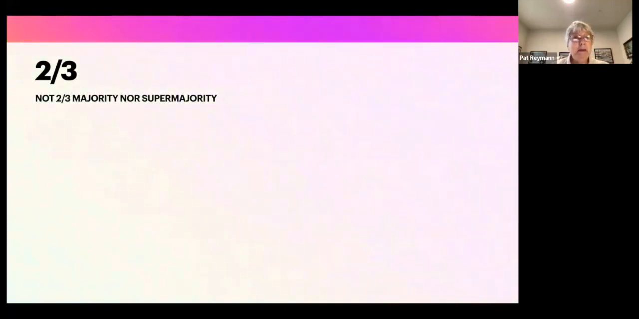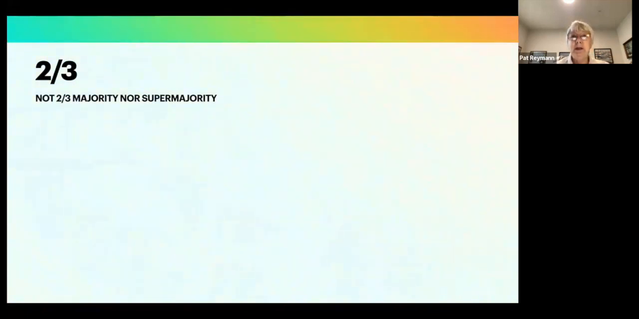Now, another possibility is 2/3. I mean, there are other possibilities too, but 2/3 is the other common one. Please note the terminology. It is not 2/3 majority. When you think about it, that's an oxymoron, because we know what majority means. We just talked about that. That was more than half. And then we've got 2/3, which is more than that. So 2/3 majority doesn't mean anything, but we hear it a lot. So it should just be 2/3.